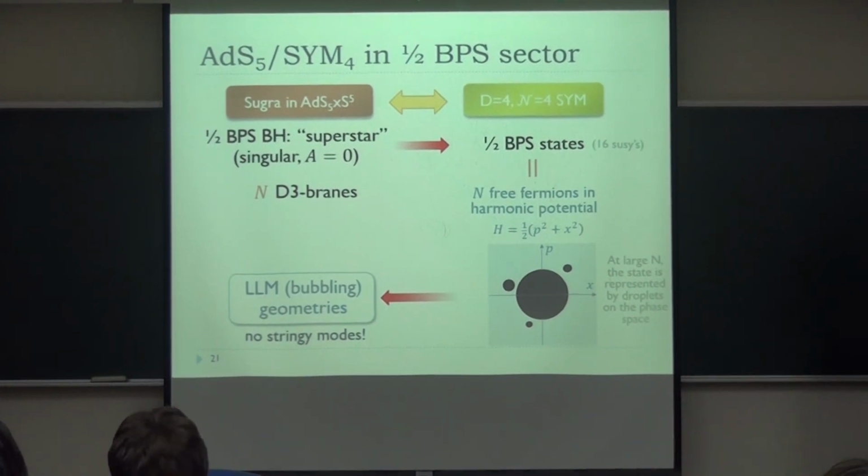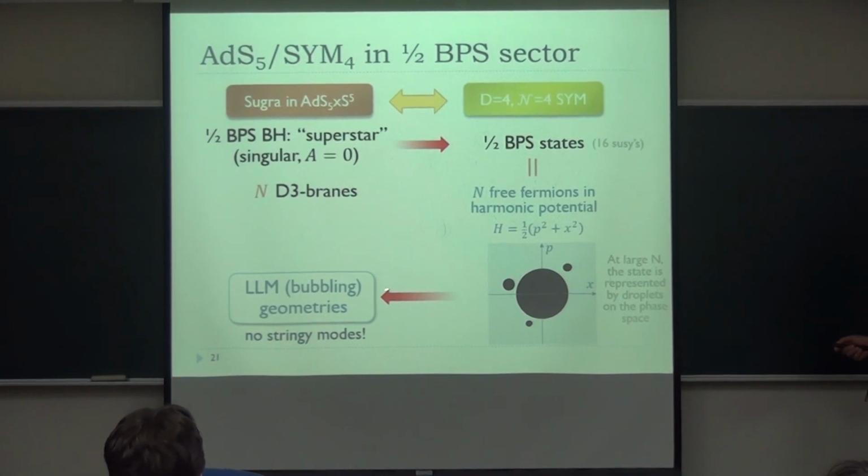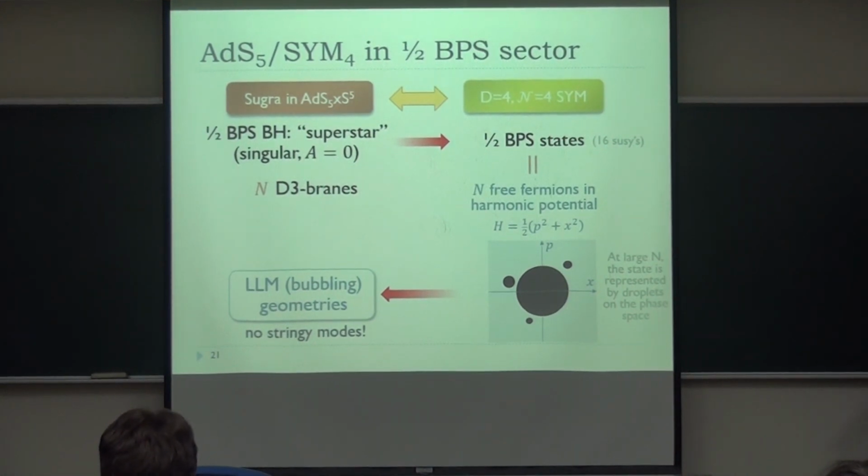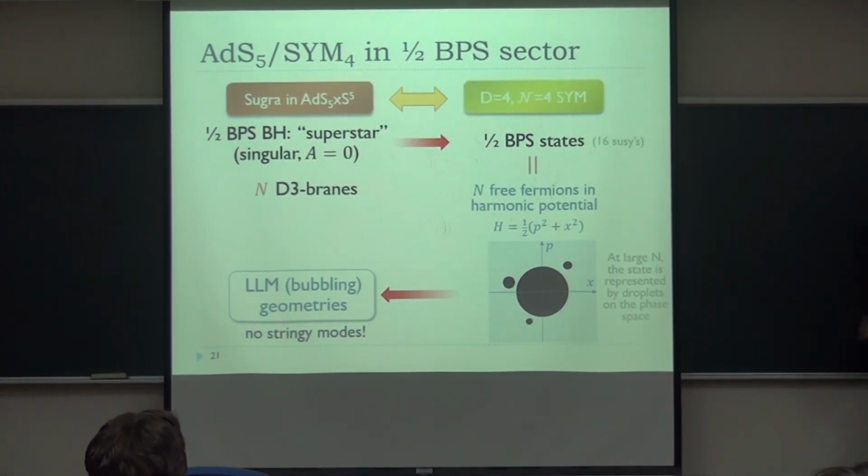I'm sorry. What is the relation between the superstar and this LLM? LLM geometries are the microstates for this superstar. Superstar is a singular black hole. So at the classical level, the area is 0, and you can't see the entropy at this gravity level. But microscopically, you're expecting that this is somehow representing some ensemble, and the ensemble is the ensemble of the geometries. I will have more to say later.